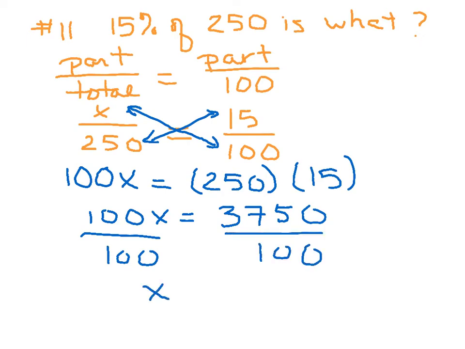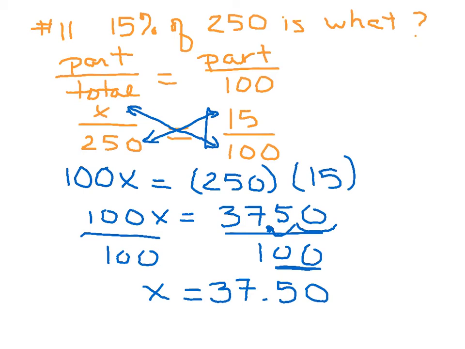And I get x is equal to, once again, guys, this is a move my decimal over 2 places, because that's the 2 zeros there. That gives me 37.5. Okay, and that kind of makes sense because 15's a long way from 100, and 3750 is kind of a long way from 250. All right, so that's our quick check on this one.